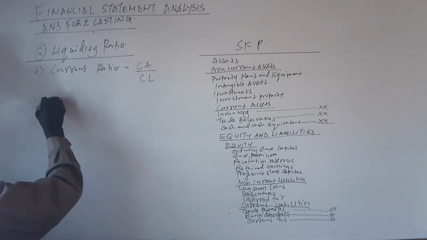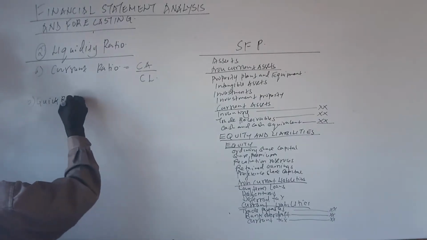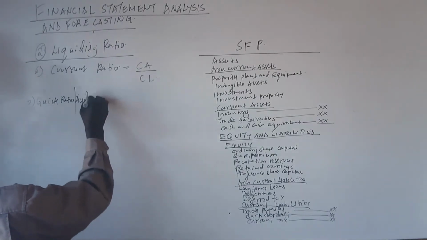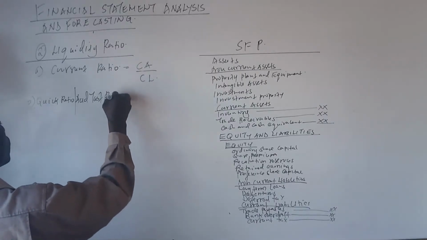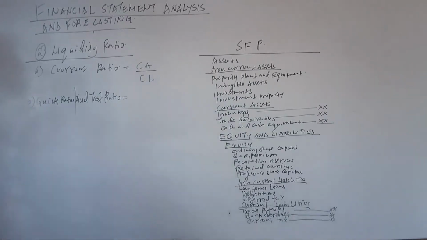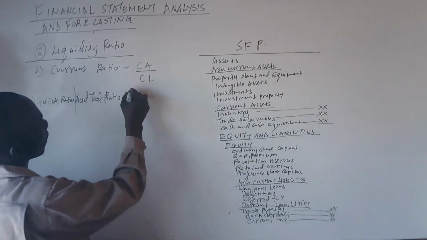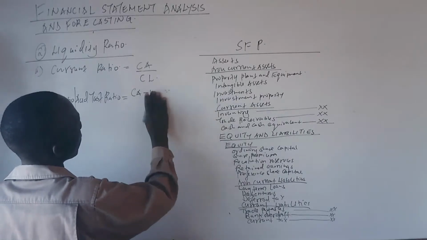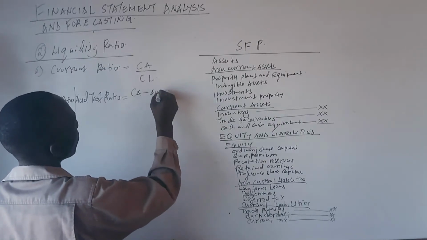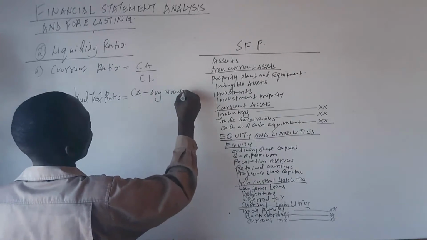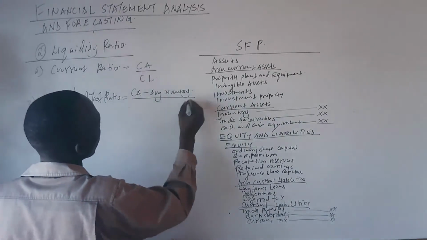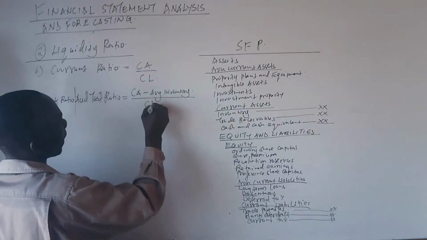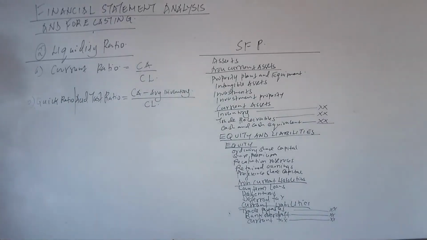So we talk about the quick ratio, or what we call the acid test ratio. How do you get the quick ratio or acid test ratio? Again, you are going to take the current asset minus inventory. Then from there you divide by the current liability.